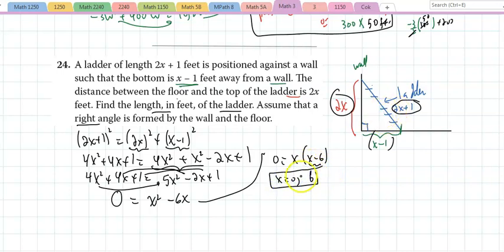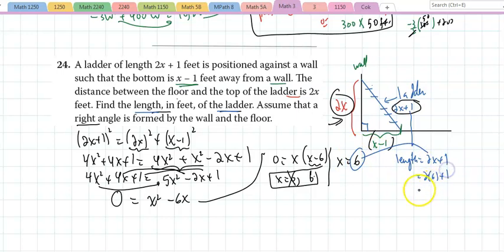Well, x equals 0 doesn't make sense because then the height will be 0. So x equals 6. That's what we got. They're asking, find the length of the ladder. The length of the ladder is 2x plus 1. If you substitute a 6 in there, that will be 2 times 6 plus 1, 12 plus 1. The length of the ladder is 13 feet. And that pretty much concludes this section.